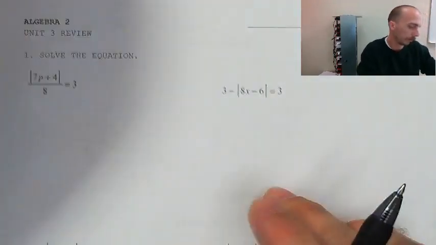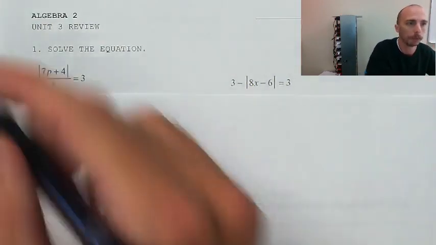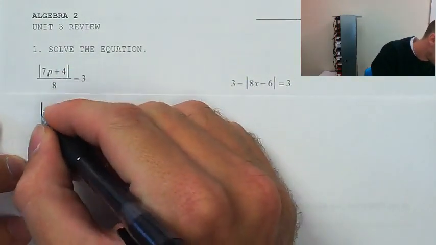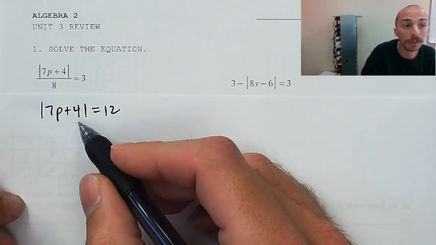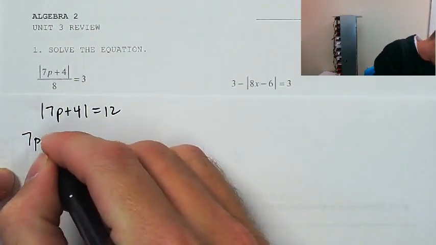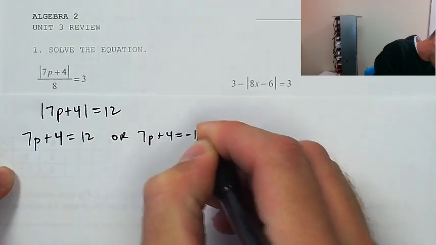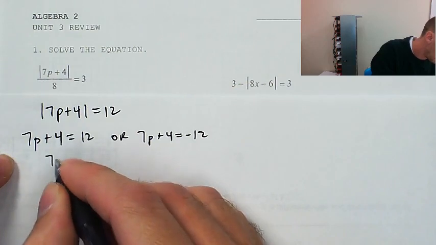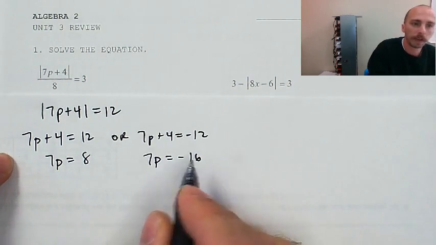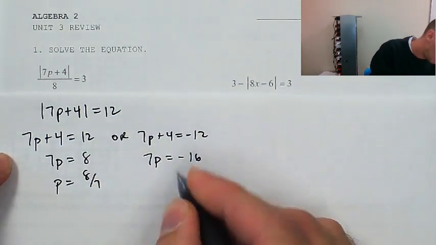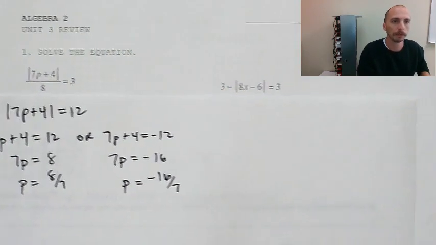First step, always isolate the absolute value. And I'm going to work this on a separate sheet of paper because I know I write big, so I need to give myself some room to work. So I multiply both sides of this equation by 8, and I get absolute value of 7p plus 4 equals 12. And if the absolute value of a number equals 12, then the number is either 12 or negative 12. So 7p plus 4 is either equal to 12, or 7p plus 4 equals negative 12. I'm going to subtract 4 from both sides of both equations. It would be 7p equals 8, 7p equals negative 16, divide by 7, p equals 8 sevenths, p equals negative 16 sevenths. Okay, easy enough.